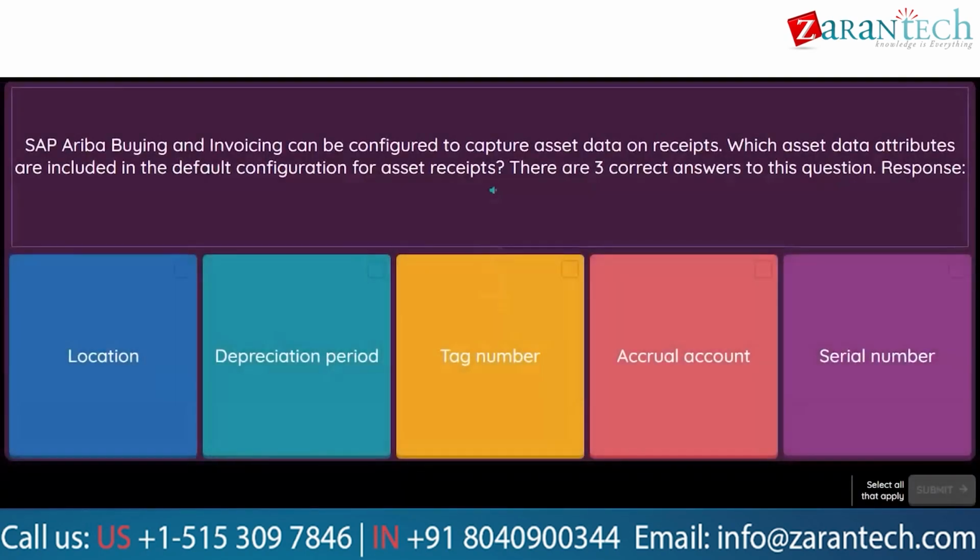Question: SAP Ariba buying and invoicing can be configured to capture asset data on receipts. Which asset data attributes are included in the default configuration for asset receipts? There are 3 correct answers to this question. Response: Option 1, Location. Option 2, Depreciation period. Option 3, Tag number. Option 4, Accrual account. Option 5, Serial number.